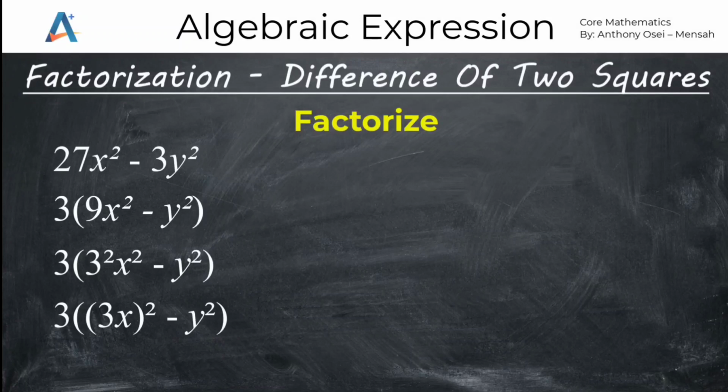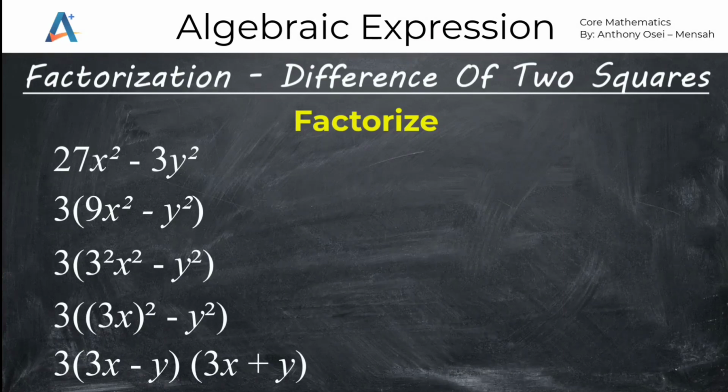We proceed to factorize the difference of two squares by bringing two brackets where I have my first square 3x, which is 3x squared, the first square without a square, minus the y without a square. I do the same thing, but this time around I'll add them. So becoming 3x plus y. So this becomes the final answer for the question 27x squared minus 3y squared. This is the final answer.